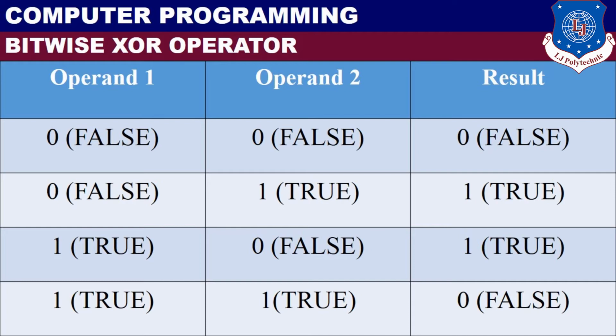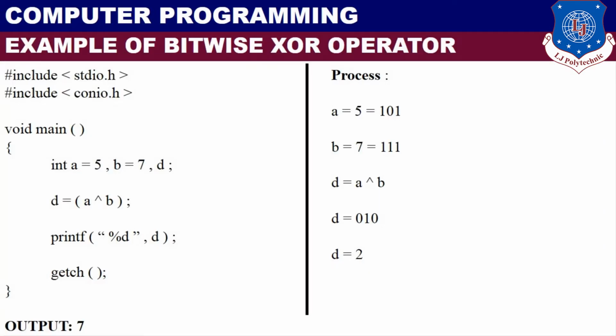Now let's understand with a C program. #include <stdio.h>, void main. Here we took 3 variables a, b and d. a equals 5, b equals 7. d equals a XOR b, or a caret b. Whatever the answer is, it will be stored into d and we are printing it.